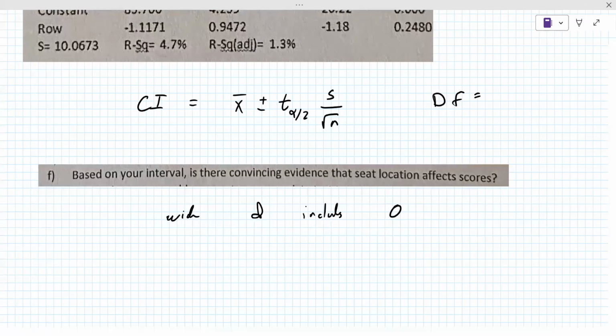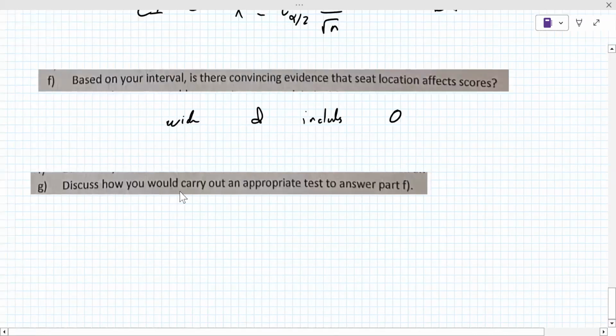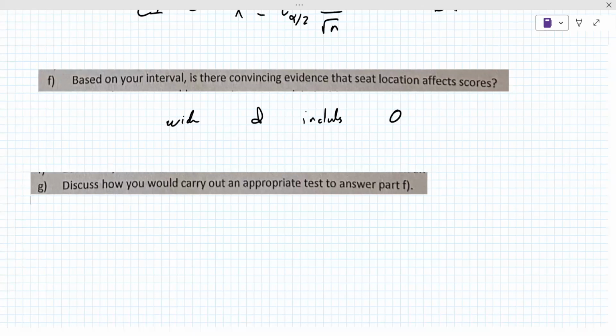And then a final thought here. How would you carry out an appropriate test to answer F? I don't know, whatever she says, go with that. I've got all the answers on this side. It just says no, since 0 is in the interval, 0 means there is no linear relationship, so it doesn't guarantee that row affects score. Yes, exactly. You don't know whether it's increasing or decreasing, so sit wherever you want, kind of thing. All right.